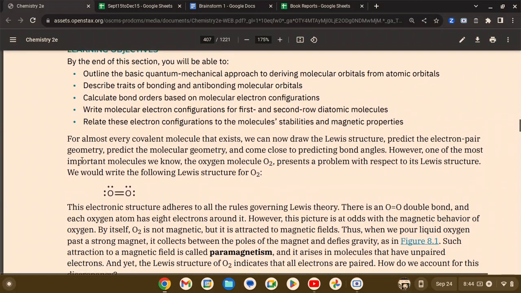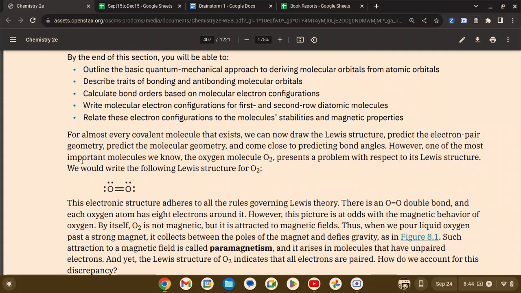8.4. Molecular orbital theory. By the end of this section, you will be able to outline the basic quantum mechanical approach to deriving molecular orbitals from atomic orbitals, describe traits of bonding and anti-bonding molecular orbitals, calculate bond orders based on molecular electron configurations, write molecular electron configurations for first and second row diatomic molecules, and relate these electron configurations to the molecules' stabilities and magnetic properties.